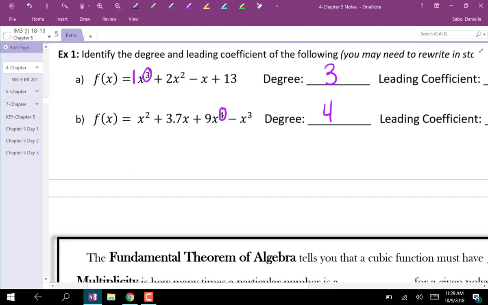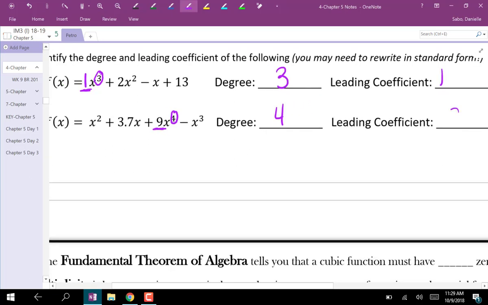Now, what is the number that's in front of that term? 9. And I'll maybe underline it so you know that's where it's coming from. The 9 is the leading coefficient. Okay?